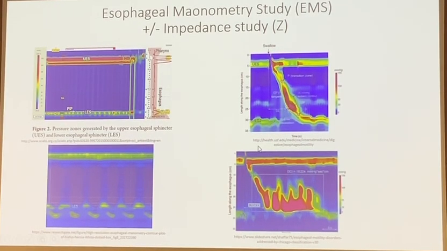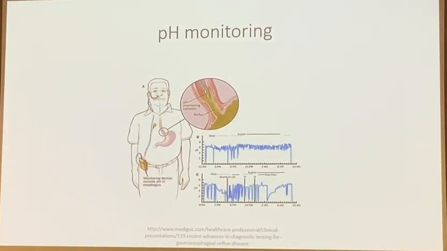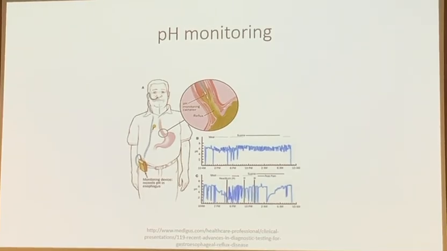I will look into this in more detail in part 2 of the lecture. So pH monitoring looks into the pH in the lower esophagus if someone has gastroesophageal reflux disease, because not all reflux will cause erosive esophagitis. Some reflux will cause reflux without ulcer in the esophagus.